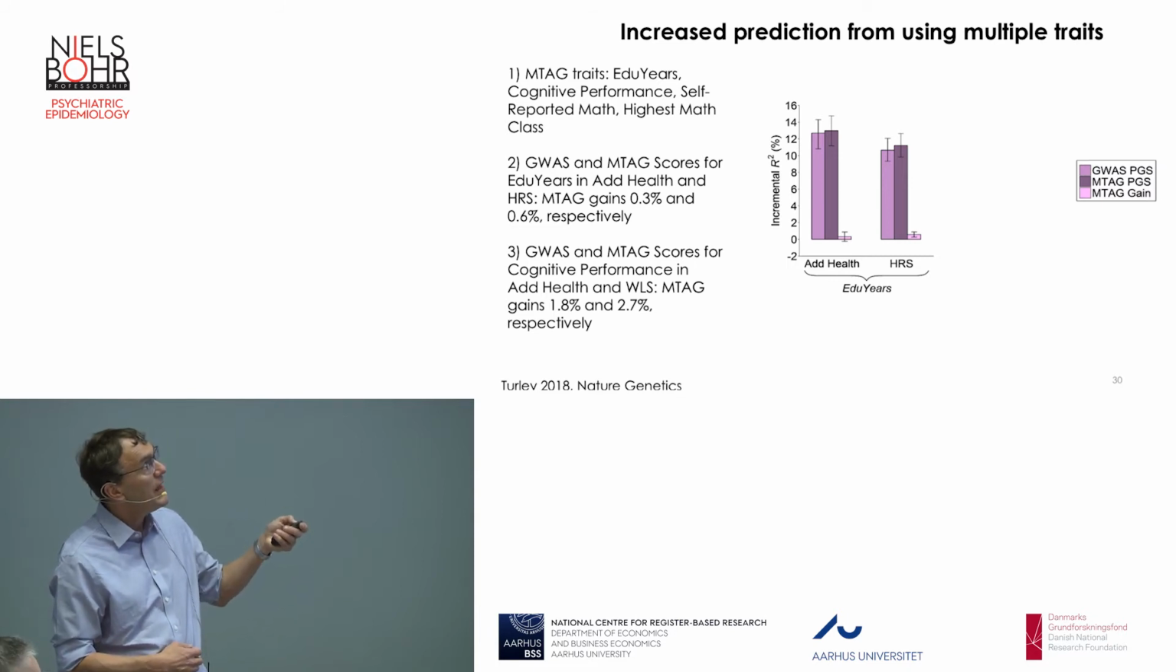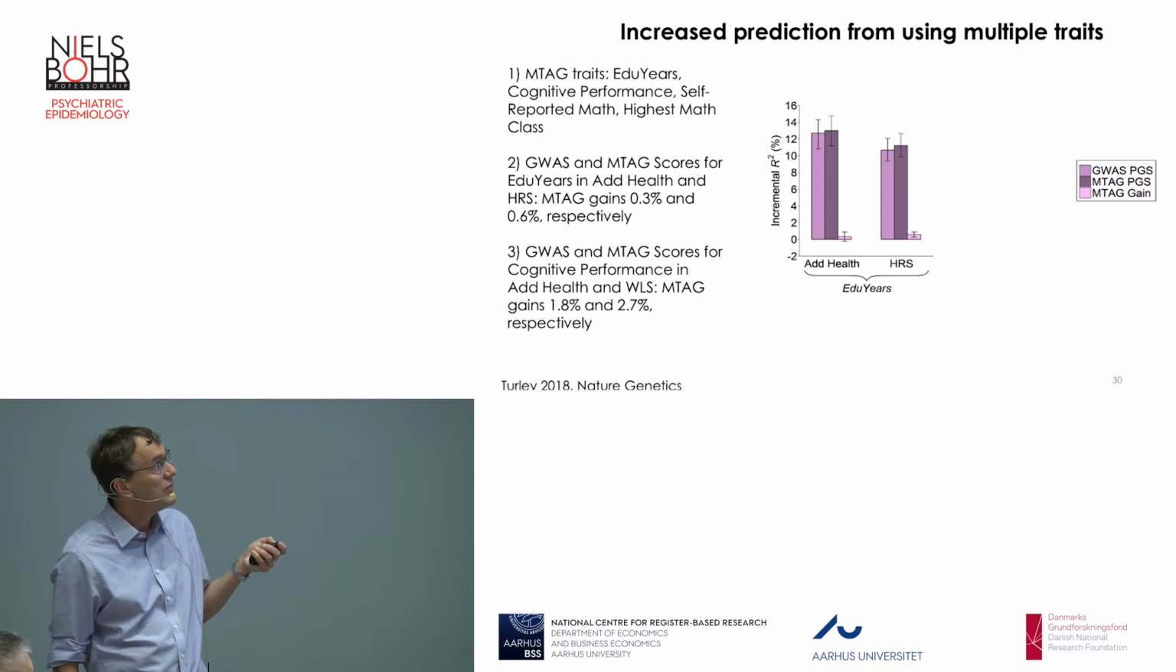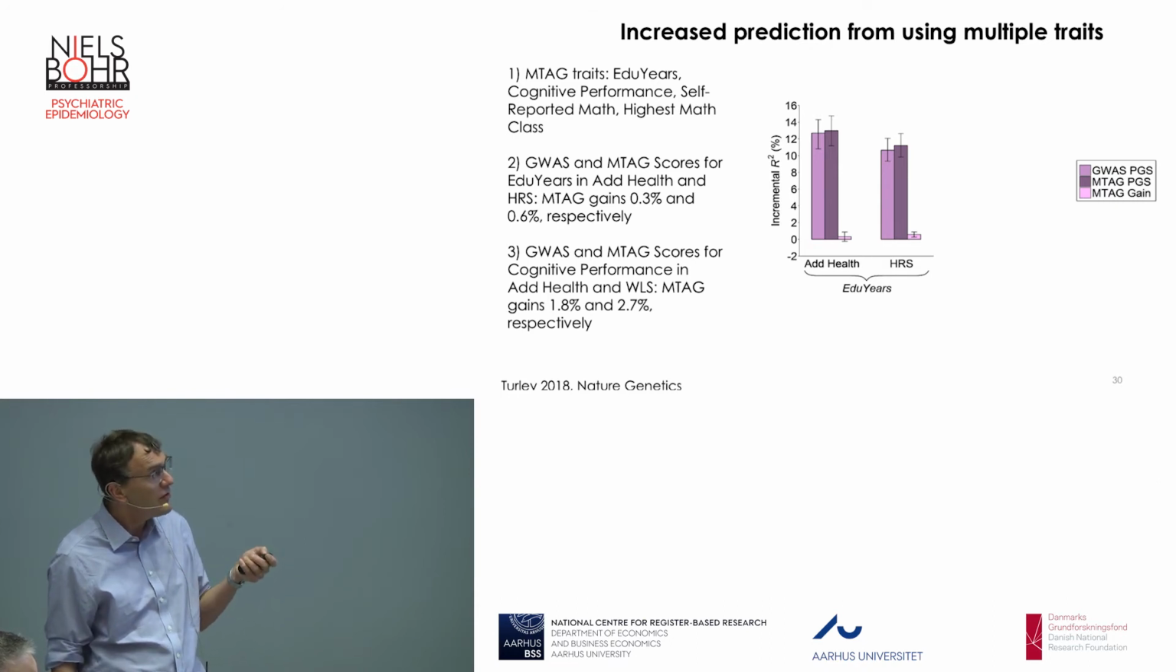So for education years, we had data on years of education, but also from 23andMe, data on cognitive performance, which is in the public domain. And from 23andMe, we also had data on about 600,000 people or so from self-reported math, the highest math class that they attended. If we look at a multivariate predictor for education years by adding these other traits, we're getting a modest gain. And that's shown over here at about 0.3 to 0.6%.